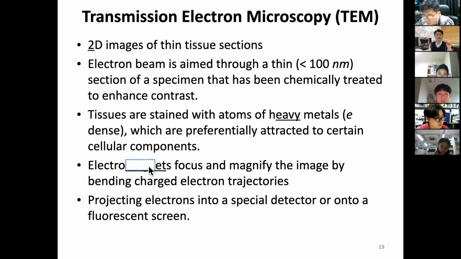And then instead of lenses, they use electromagnets to focus and magnify the image by bending charged electron trajectories. In fact, it's the same. With light, you are using high refractive index lenses to bend. Here, you are using electromagnets. And you're projecting electrons onto a special detector or onto a fluorescent screen to form an image.